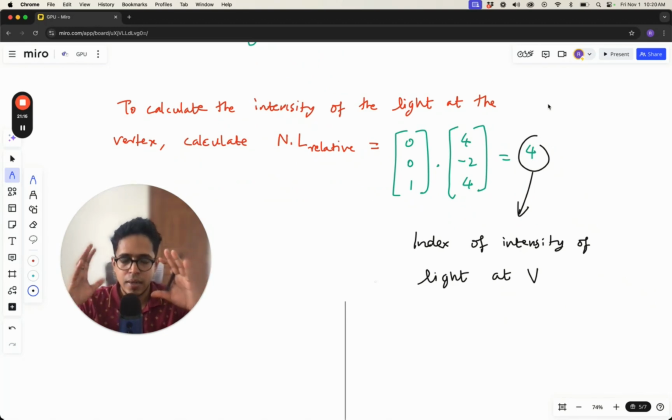But the steps are not yet finished. So this will help us illuminate the vertex, or illuminate the triangles at the vertex. And if it's a glass material, or a very shiny material, and the intensity of the light there is very high, that part of the object will shine even brighter.